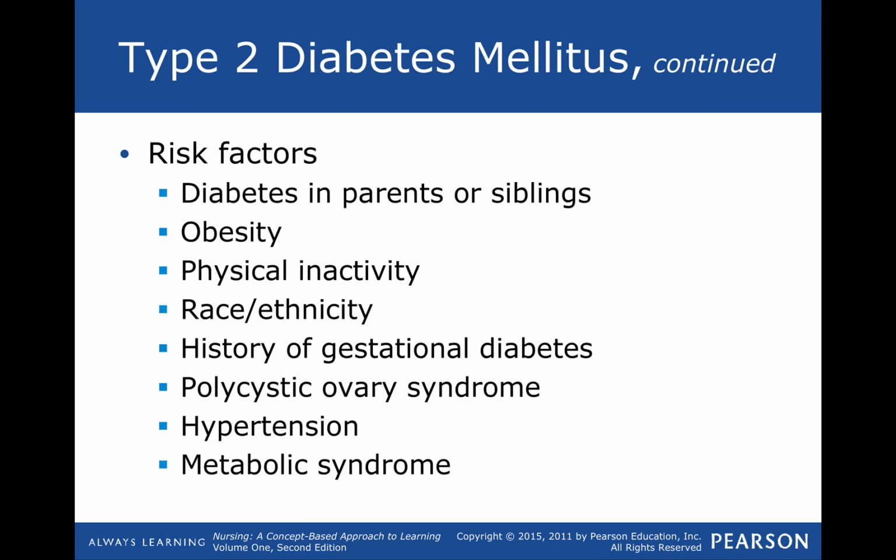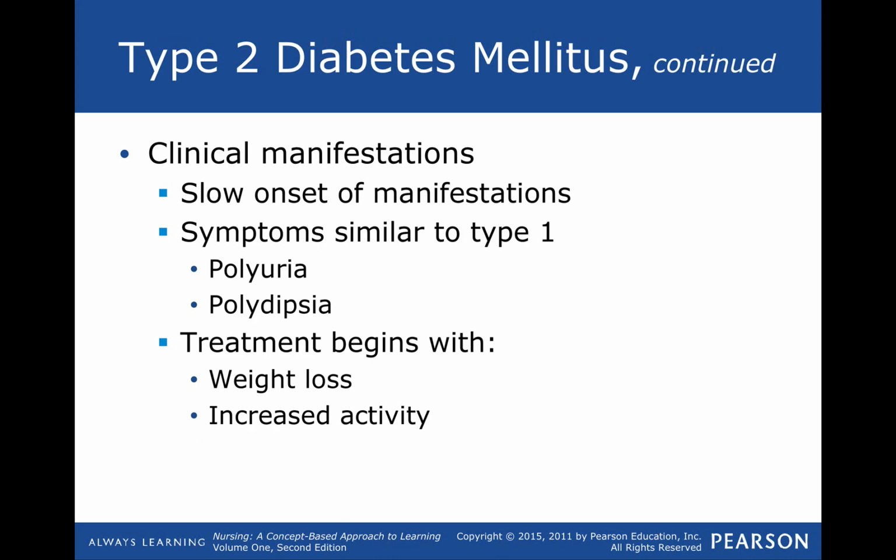So risk factors that put you at risk for type 2 are a genetic component, if you have parents or siblings with it. If you're obese, they're thinking that leads to insulin resistance. If you're not active, and they have found different races and ethnic groups are more prone to this problem. A history of gestational diabetes during your pregnancies, polycystic ovary syndrome, hypertension, and metabolic syndrome are just a few.